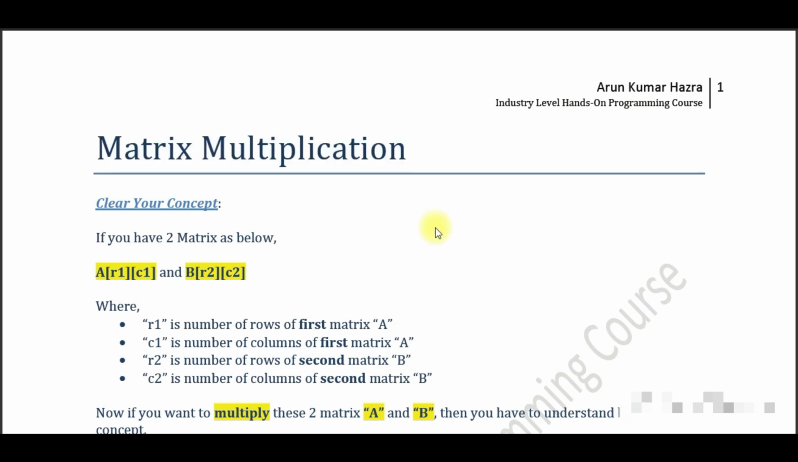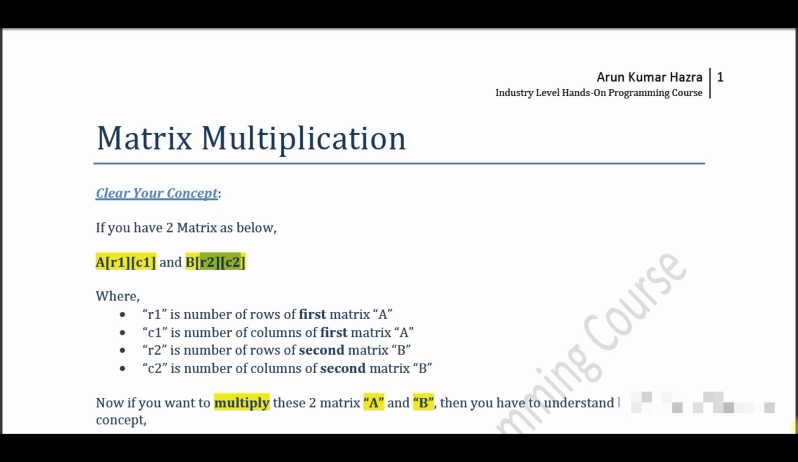So today first we will try to understand and clear our concept of how matrix multiplication works. And if you get the idea, then it will be easy to implement that logic in Eclipse for Java programming. So let's say you have two matrices, one is A and one is B, and you can see R1 and C1. This is basically the row count and column count of the first matrix A, and similarly R2 and C2 are the row count and column count of matrix B.